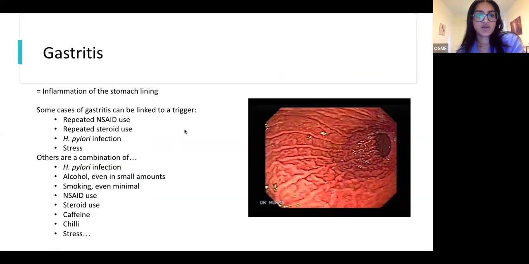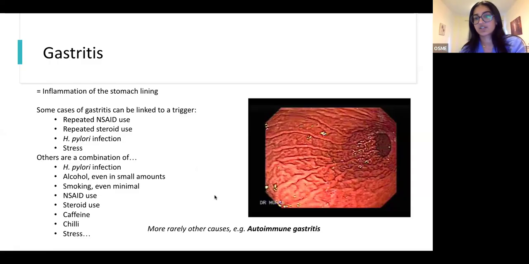Okay, so some cases of gastritis can be linked to a trigger. And like I said before, NSAIDs are a main one. So if a patient is taking NSAIDs, you might want to recommend cutting down on the number of tablets they take, or making sure that they take them after they've had a full meal, or prescribing a PPI with it. Also, repeated steroid use is not good for the stomach. But most cases are combinations of all the things we just discussed. And it's important to take quite a holistic approach to a patient with gastritis.